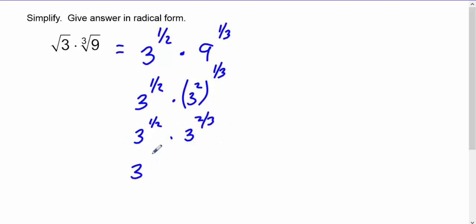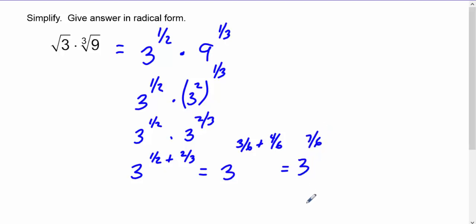So this is 3 to the half plus 2/3. Obviously, in order to add those, you're going to need like denominators. So this is 3/6 added to 4/6, which makes 3 to the 7/6. I was asked to write this in simplest radical form. Putting this in radical form, I have the 6th root of 3 to the 7th.